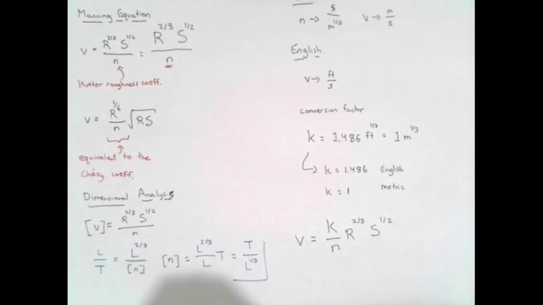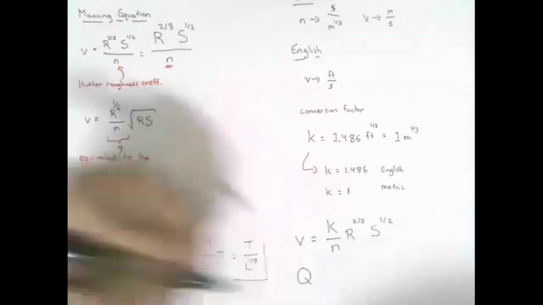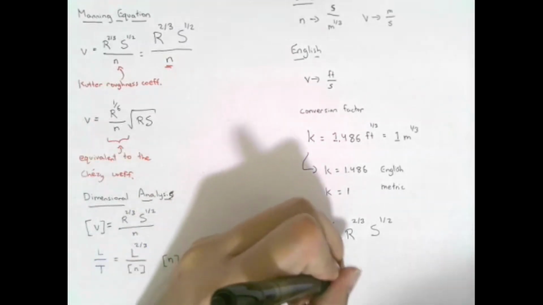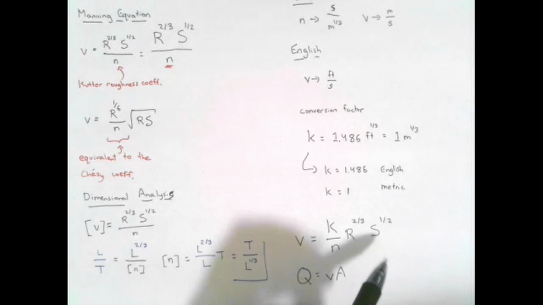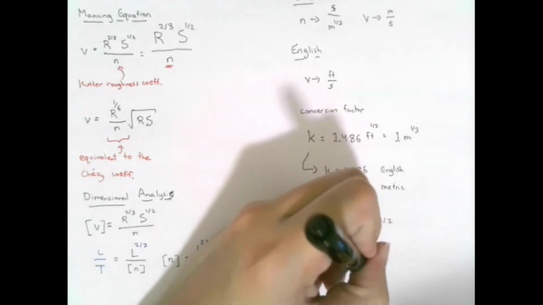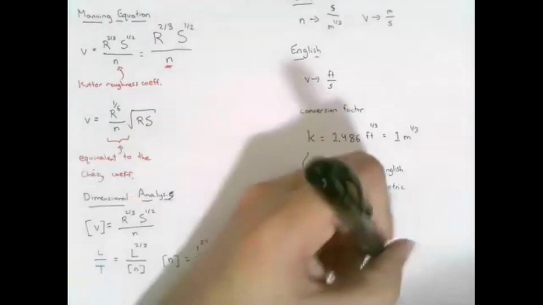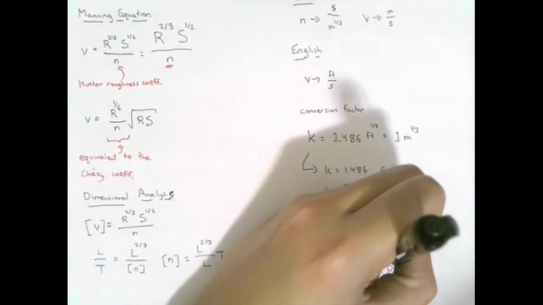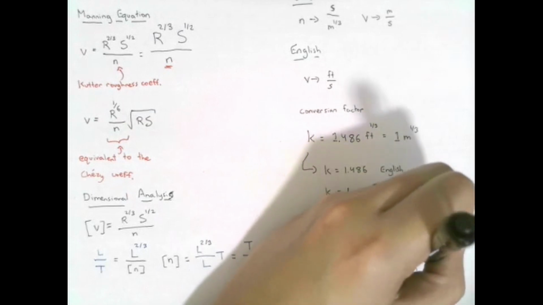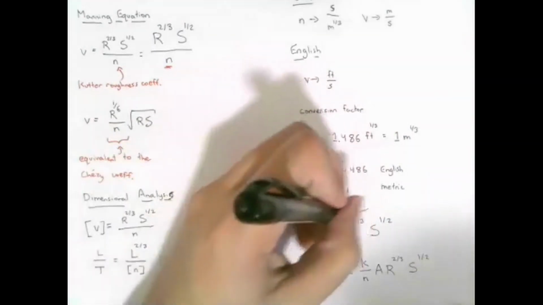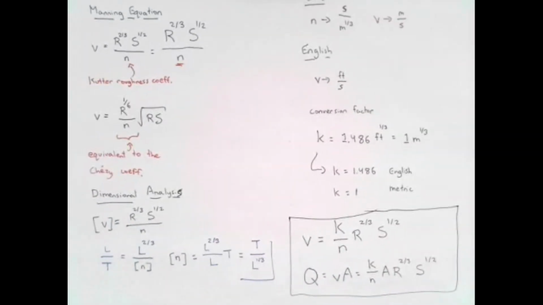Now, if we want to use Manning's equation to calculate flow rate, let's remember that flow rate is velocity times area. So all we have to do is multiply this expression times the area. And the typical way that we express Manning's equation for flow rate is K over n times area times hydraulic radius to the 2/3 times square root of the longitudinal slope. And these are what we collectively call Manning's equations. Again, it's the most common equation for this type of open channel flow, and we use it pretty much consistently in water resources engineering.